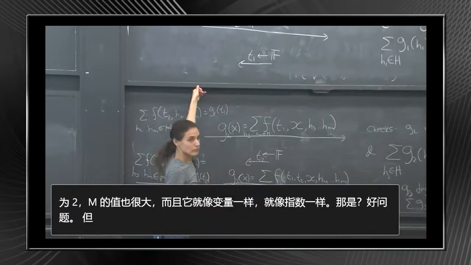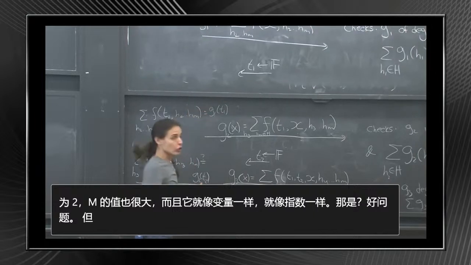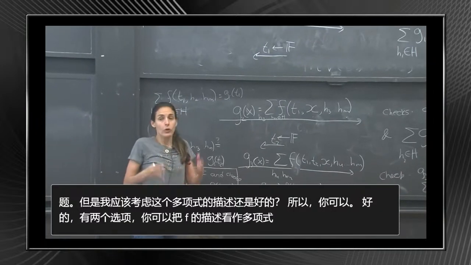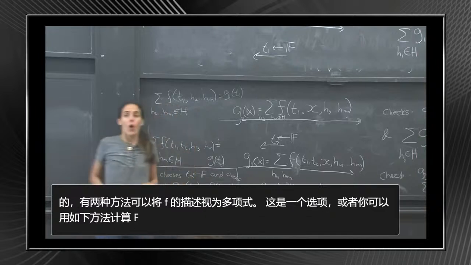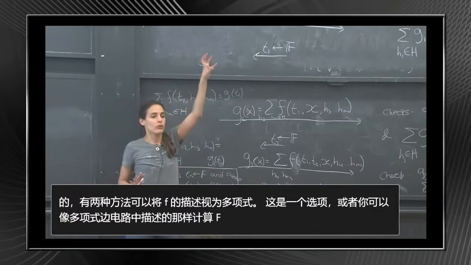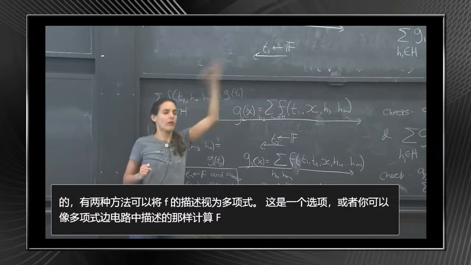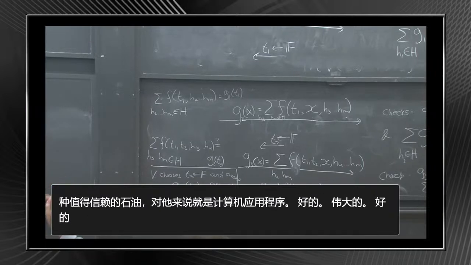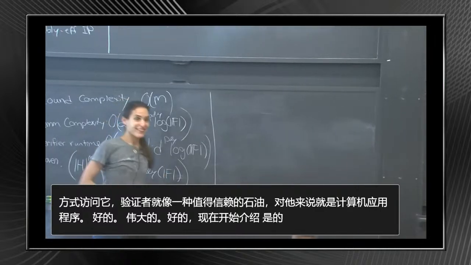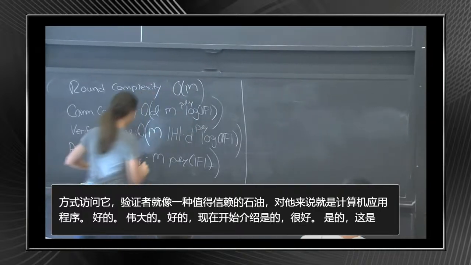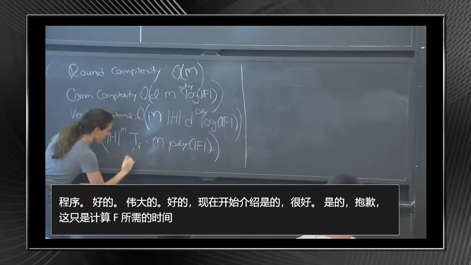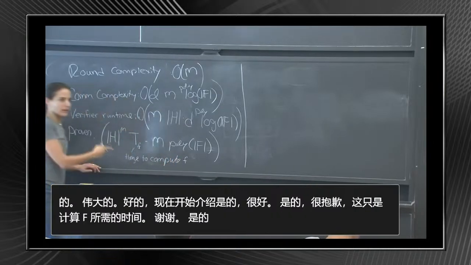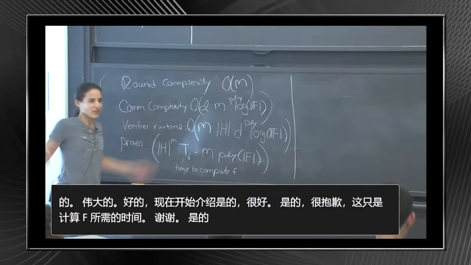But should I think of the description of f as polynomial? Good. There are two options. You can think of the description of f as being polynomial, or that you can compute f, described by a polynomial size circuit. Or you can think it can be large, but the verifier has access to it. Somehow the verifier has a trusted oracle that computes f for him. Okay? Great. Yes? What is the t sub f? Good. Sorry, this is just the time it takes to compute f. Because the prover supposedly doesn't have it, he needs to actually do the computation.